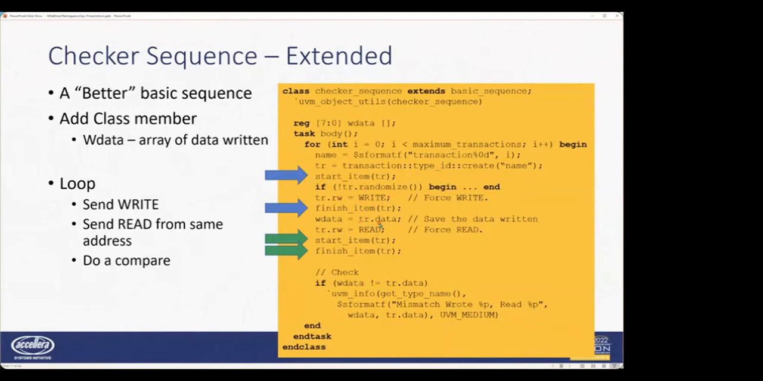And then we're going to save the data that we wrote. So that was whatever random data we wrote. And then we're going to force a read, and we're going to do a start item, finish item for the read. Now, when that returns, we're going to check the write data against the data that we read. If there was a mismatch, we'll issue a message. So now we have a better sequence. We can feed that right in without doing really much work at all. And we have a self-checking sequence.